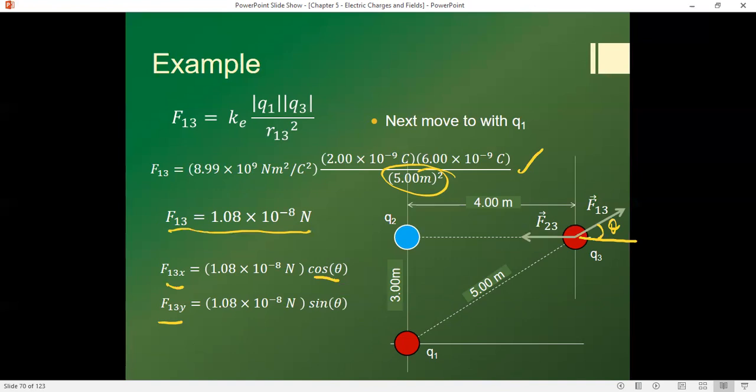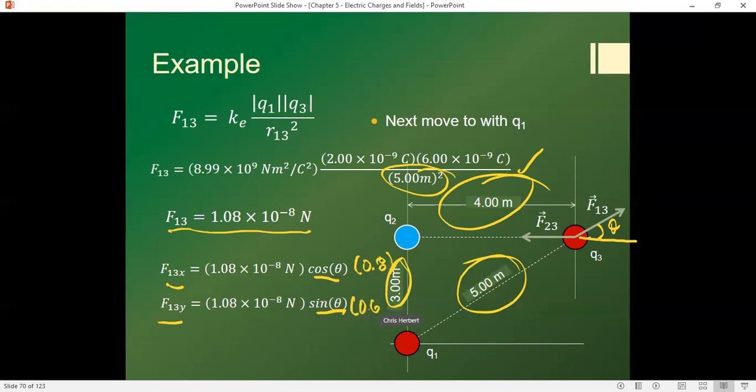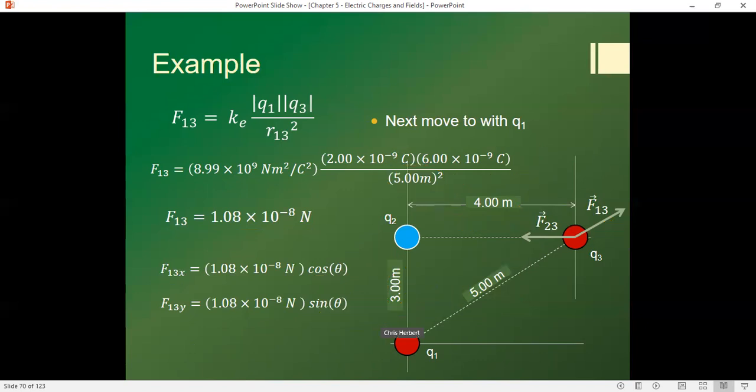We know cosine theta is adjacent divided by hypotenuse. So 4 divided by 5. Oh, that's easy, right? That's really easy. That's just 0.8. Okay. And sine for the y direction, I do the same thing, except I'd use opposite over hypotenuse, which would be 3 divided by 5, or 0.6. Okay. So I could do that.